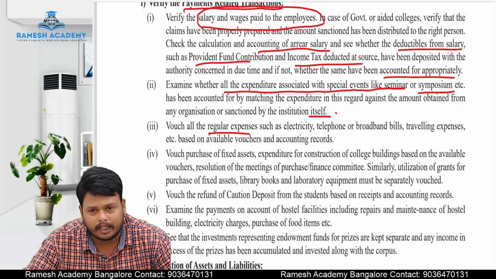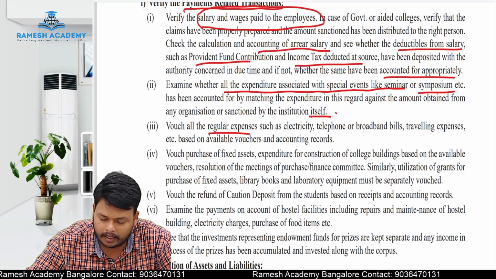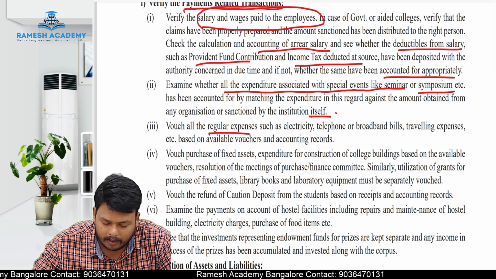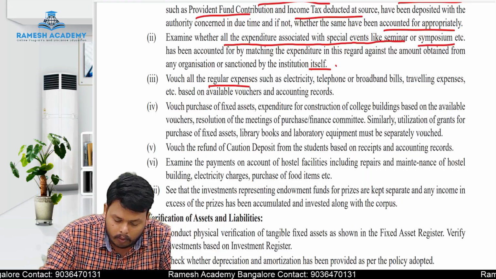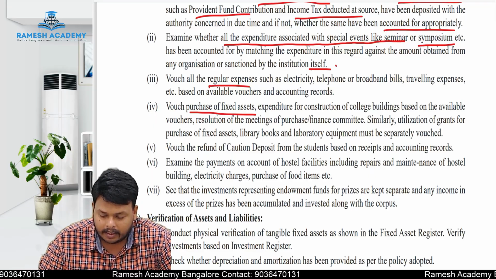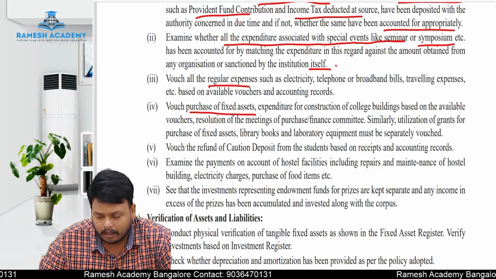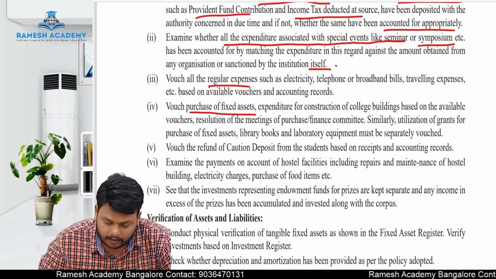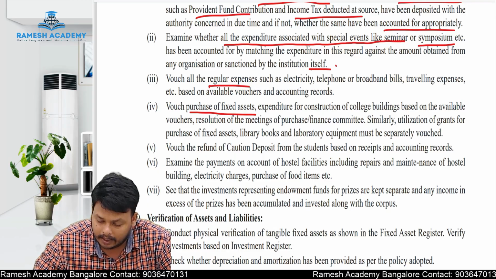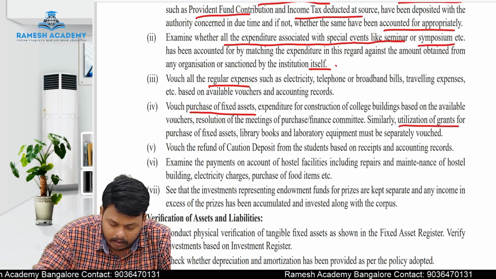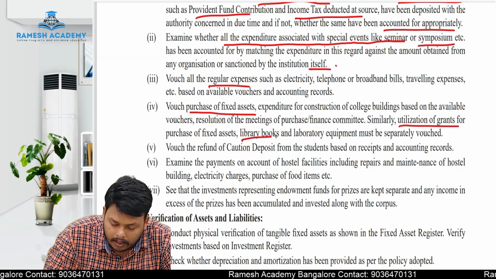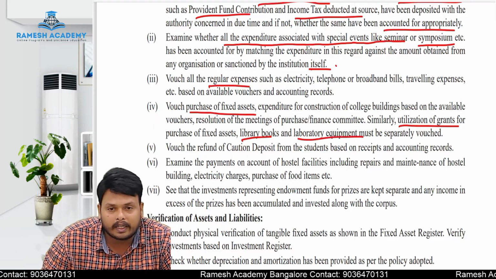Watch all the regular expenses, like electricity bill, telephone bill, internet bill, traveling expenses, stationery bill, etc., based on available vouchers. Then watch the purchase of fixed assets. If any fixed assets are purchased, like expenditure for construction of the college building, based on the available purchase vouchers, resolutions of meetings for purchase or finance committee, and utilization of grants for purchase of fixed assets, library books and laboratory equipment must be separately vouched.